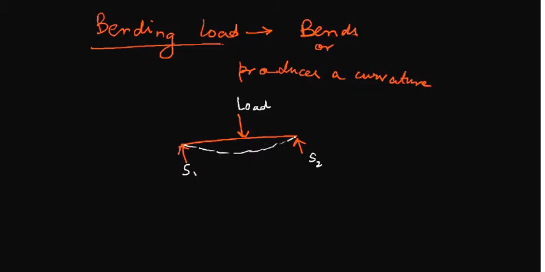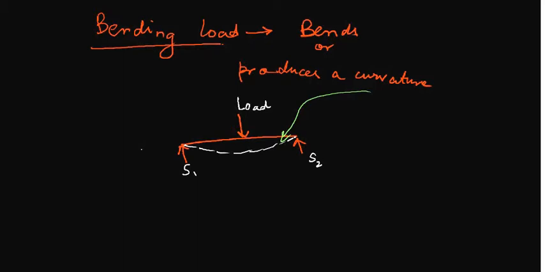Okay, this will happen to bend like this. So this is the curvature that I am talking about. Okay, it bends. So as you can clearly see, by applying a load on such a member, we are actually bending it and giving a curvature to it.